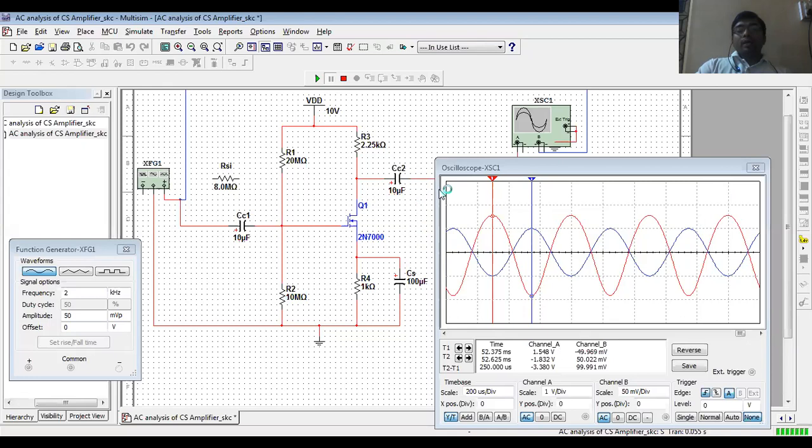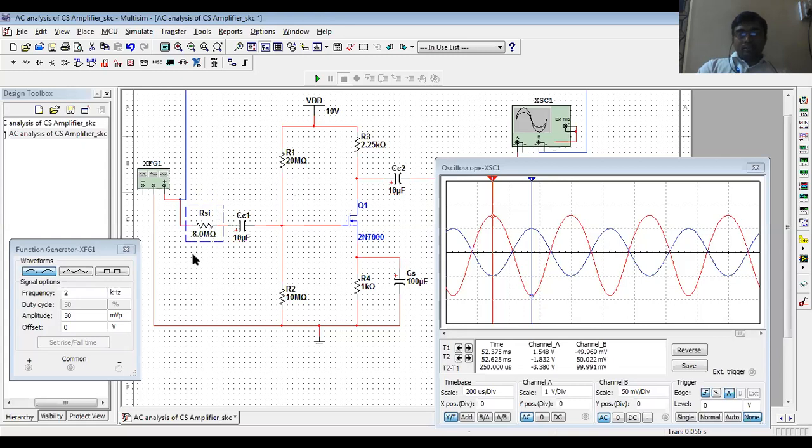Now we have to observe the V naught dash. So how do we calculate this V naught dash? For calculation of this V naught dash, turn off the simulation and connect an RSG. RSG should be greater than the input impedance. The input impedance would be the parallel combination of 20 and 10 mega ohm, nearly 6.67 mega ohm. So we take something greater than this value.